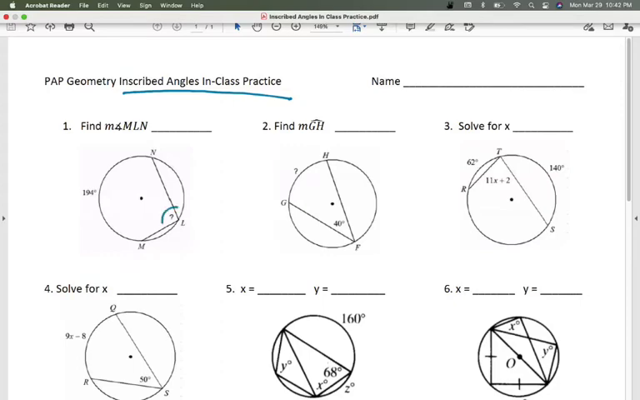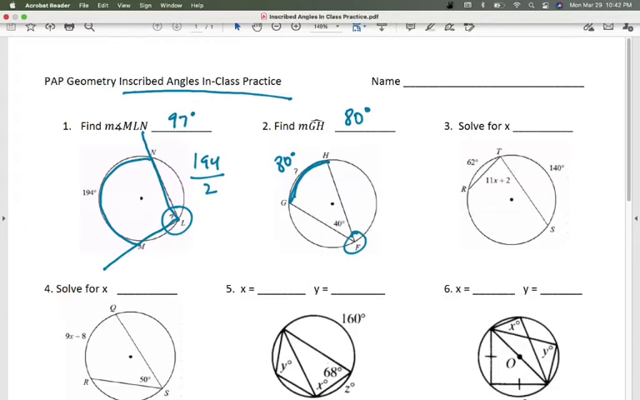Okay, we're trying to find this angle right here. I know that it's an inscribed angle because its vertex is on the circle, so it should be half as big as the part of the circle that lies between the sides of that angle. So if this arc measure is 194, then I'm going to do 194 divided by 2 to figure out this angle is 97 degrees. Same thing here, inscribed angle, this is 40, so this piece of the circle that lies between the sides of that angle should be twice as big, so it's going to be 80 degrees.